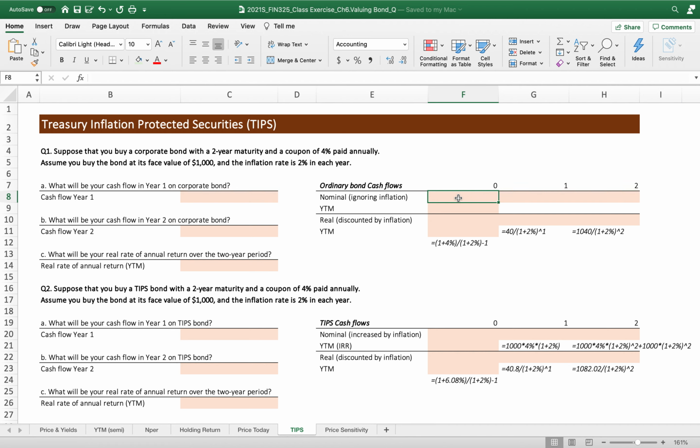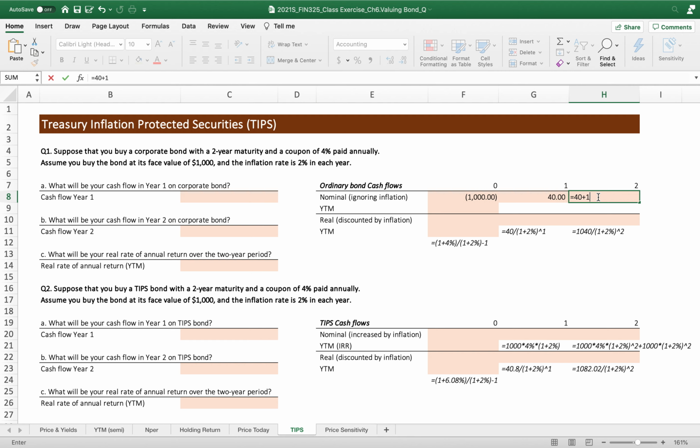So here at time 0, that means minus $1,000. We invest $1,000 in the bond, and then we are going to receive 4% of the $1,000 face value. That is the cash flow, right? So 4% times 1,000, so $40. At the end of maturity, we are going to receive the 40 plus the $1,000 face value. That is the cash flows for year 1 and year 2. Then how do we measure this YTM?